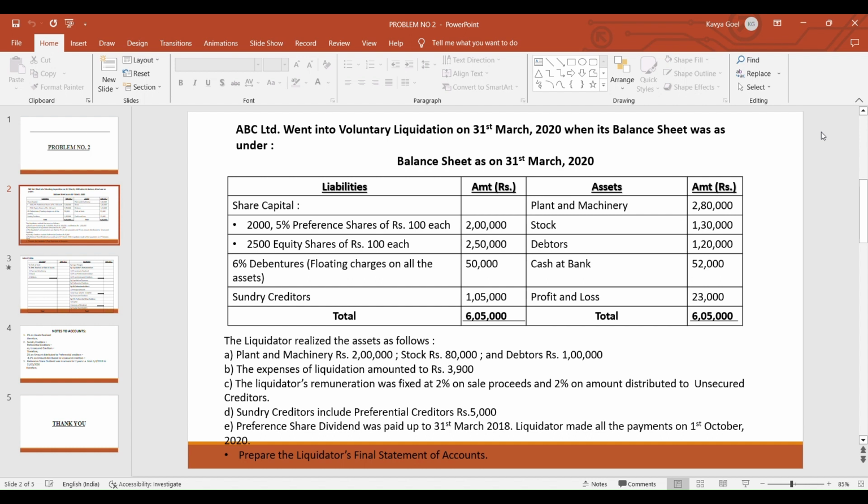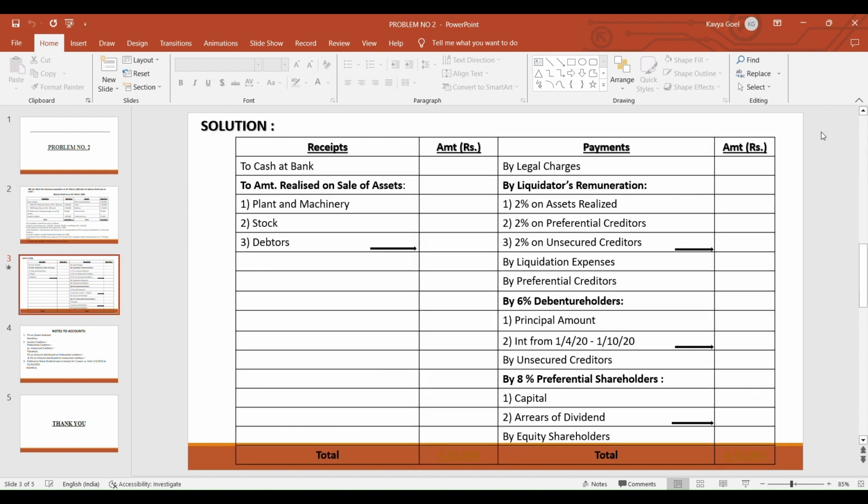For that, let's prepare the format first. Okay, so this is the format. We have on the left hand side the receipts, and on the right hand side we have payments. On the receipts, it's just the cash at bank and the amount which is realized on the sale of assets. And on the payments, we have the same format as we have done in the previous sum, except some changes are there. So first, let's solve the receipt side.